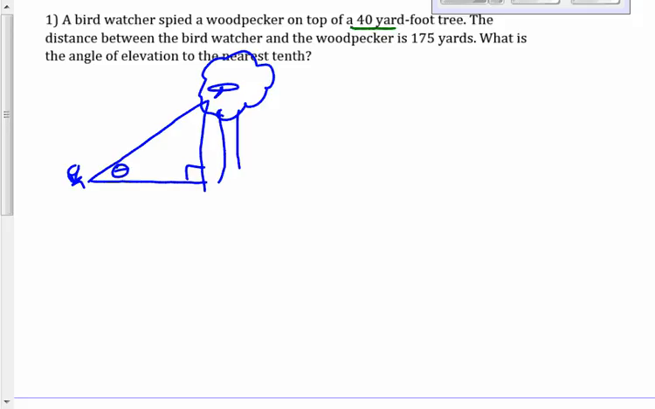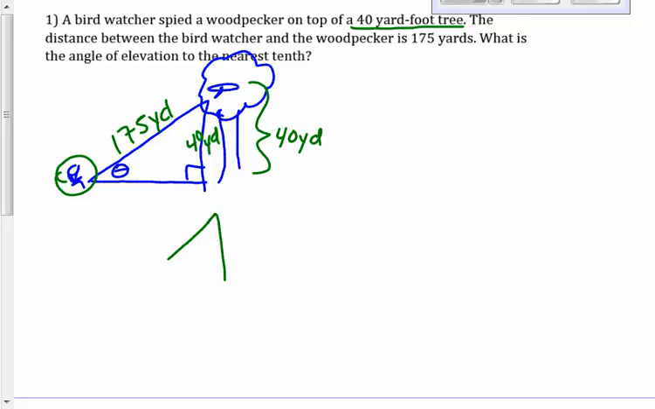We know it's on top of a 40-yard tree. So this tree is 40 yards. So that side of the triangle is 40 yards. The distance between the bird watcher and the woodpecker is 175 yards. So that's the direct distance between the bird watcher and your bird. So if we work with just the triangle, we have 40 and 175. We need the angle of elevation.